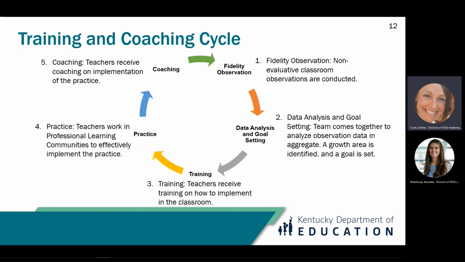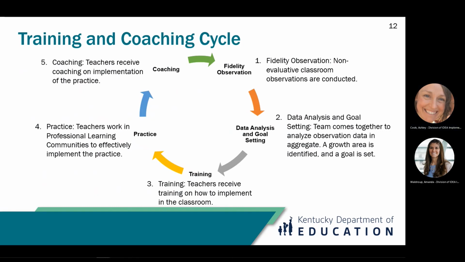This is a sample of what a training and coaching cycle may look like. Of course, we know with cycles, you can hop in at any point, but for the purposes of today, we'll be starting with a fidelity observation as step 1. So using the KMIT, we conduct non-evaluative classroom observations. Following those is data analysis and goal setting. Teams, which typically include teachers, come together and analyze the observation data in aggregate. Again, it's not about what a specific teacher is doing, it's about what the system is providing for students. So looking at that data in aggregate, a growth area is identified, and then a goal is set.